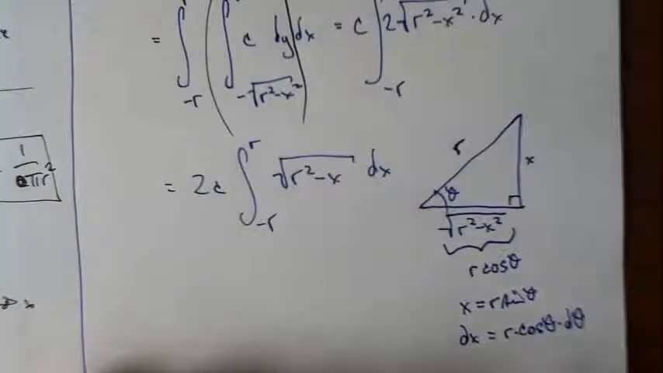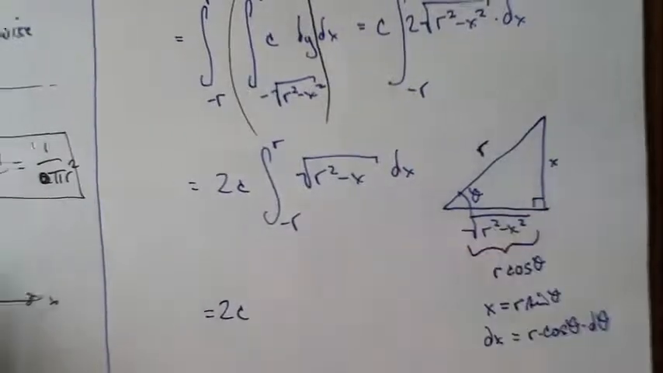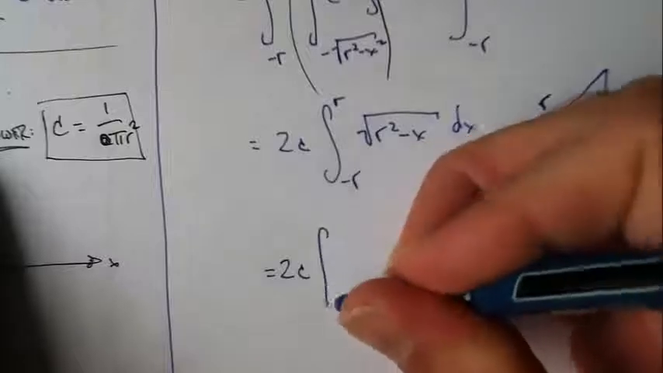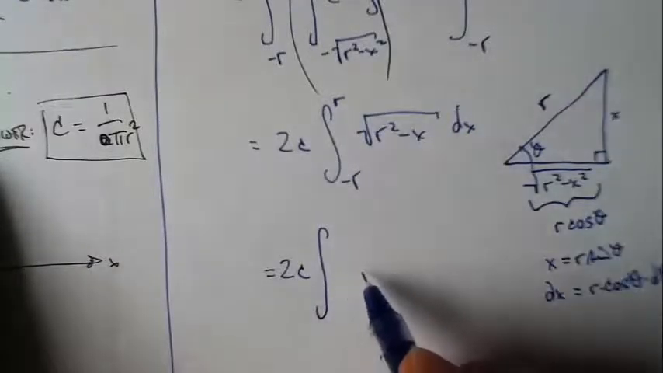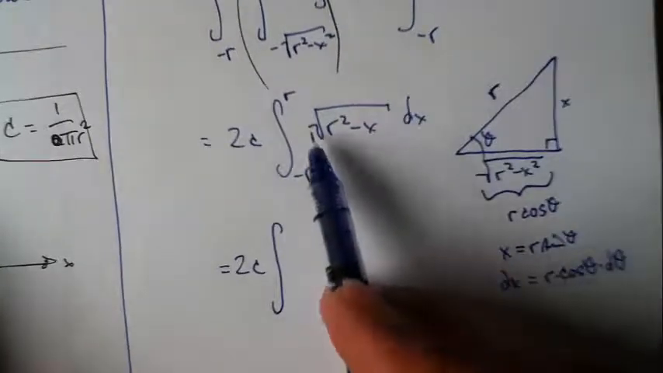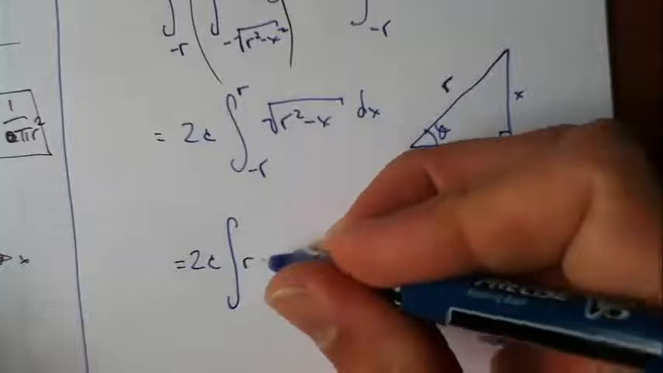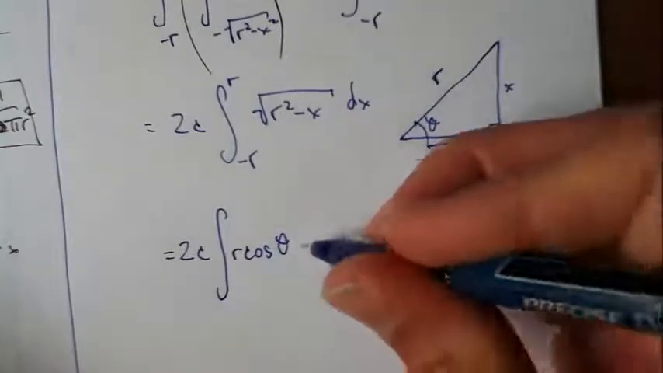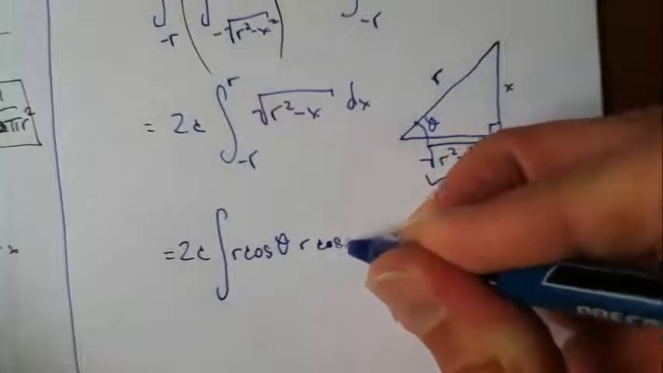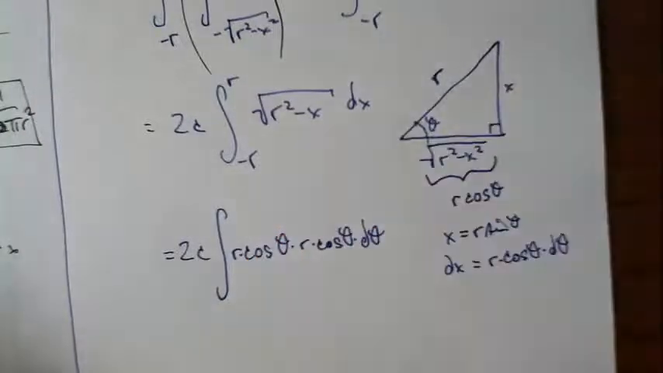All right. So now I can rewrite this integral in terms of thetas, right, in different coordinates. So I've got my 2c out here. I'm not going to deal with these limits of integration just yet. First, I'm going to come in here and take care of this stuff. This root r squared minus x squared is r times cosine theta. Dx is also r cosine theta, but then also with the d theta there, right? So I got that stuff.